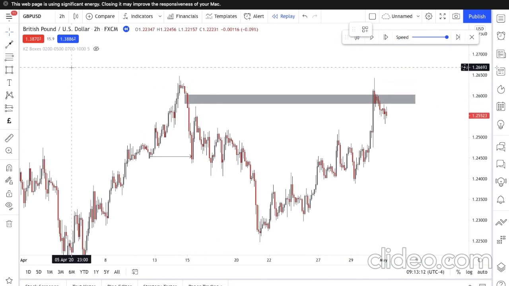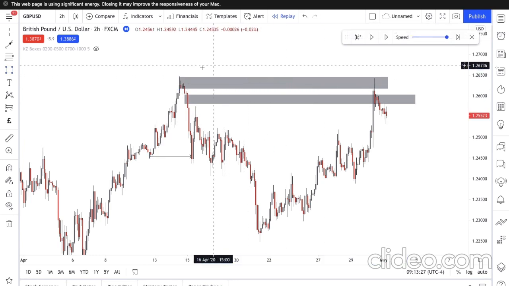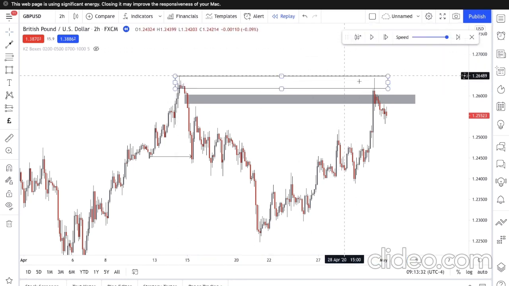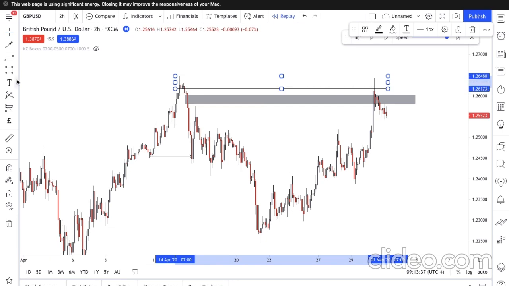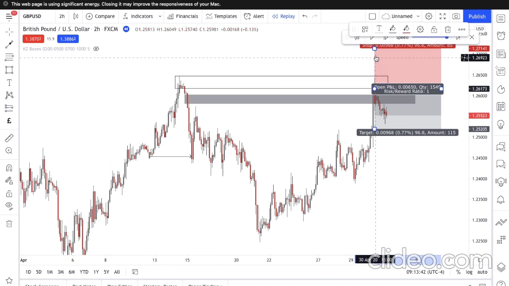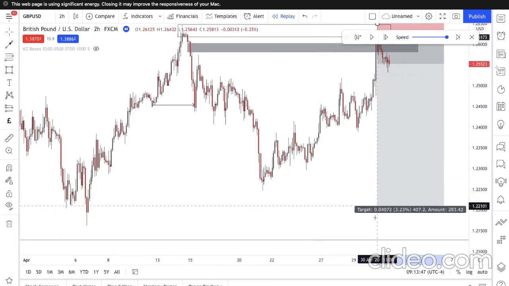And what can we identify right here? An area of supply. We have a rally. We have a base. We have a drop which broke structure. So this right here would be our area of supply. So we would have sold off at this point here with our stop loss at the wick, and we'll be targeting that imbalance I was talking about down here.